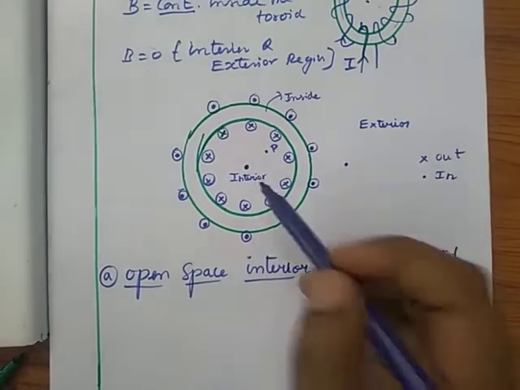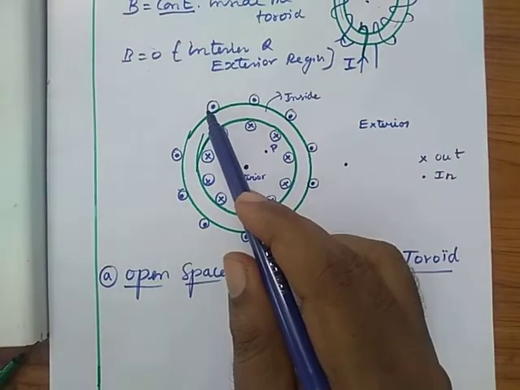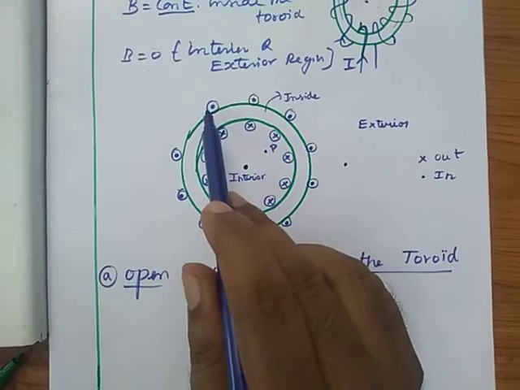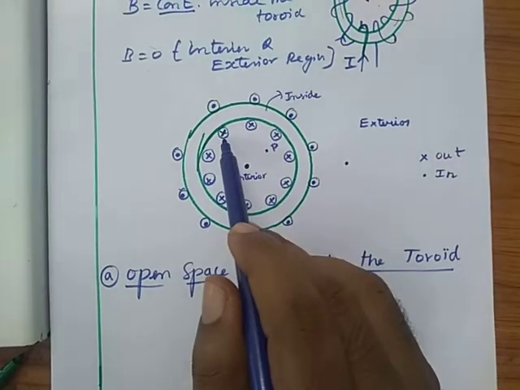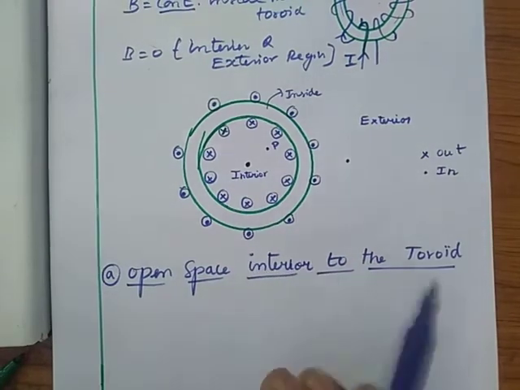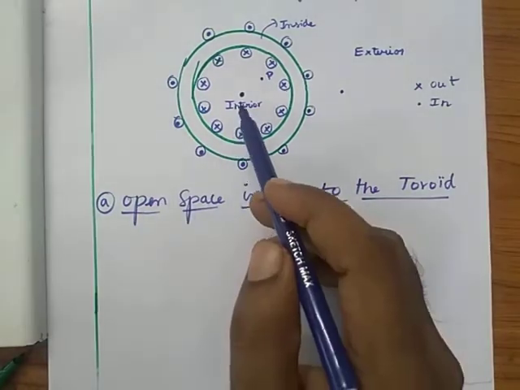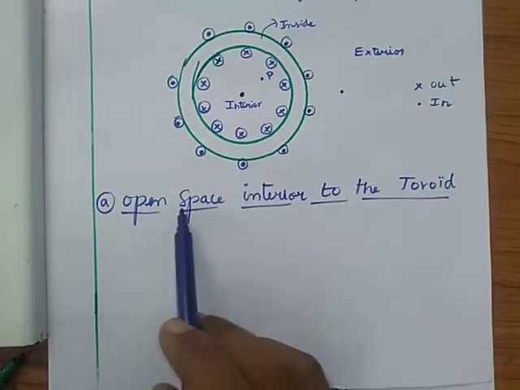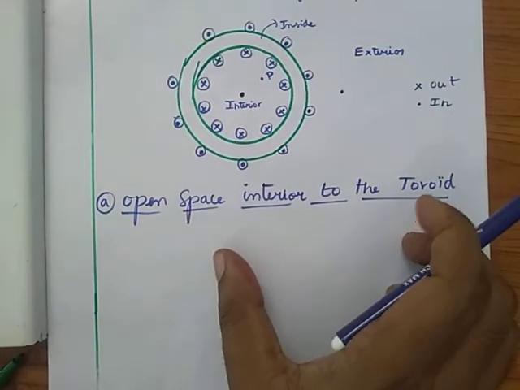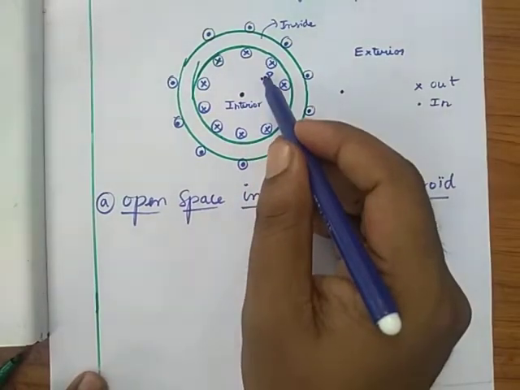Here I consider a toroid. The dot represents the current going into the paper, and the cross represents current coming out of the paper. Let me consider the interior region, the open space interior to the toroid. We will see the magnetic field at that interior region. So I consider a point P in the interior region.